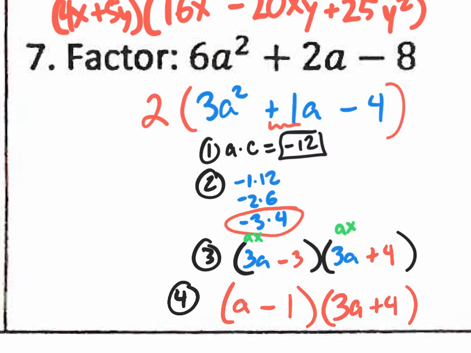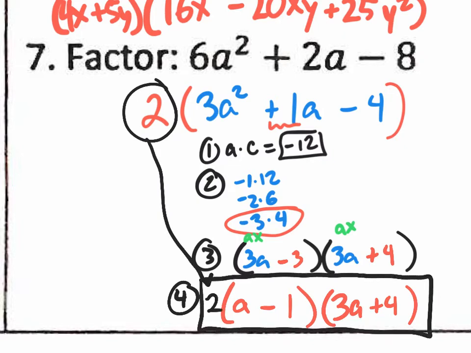So they want us to completely factor. Let's not forget about this 2 that we pulled out originally. You need to put that 2 right there in the front. And ladies and gentlemen, there's your answer. 2 out in the front, binomial a minus 1, binomial 3a plus 4.